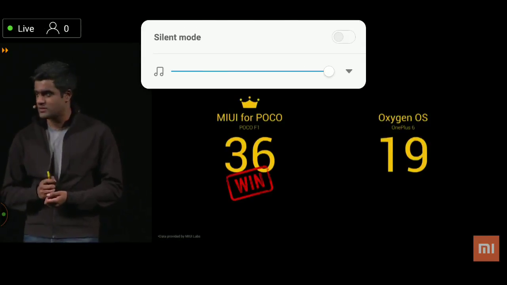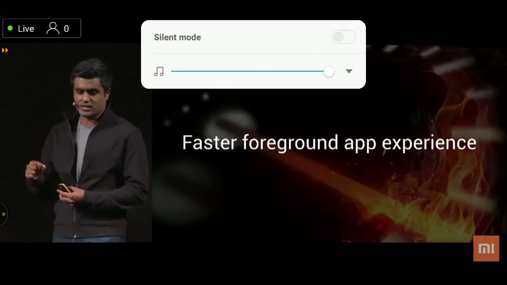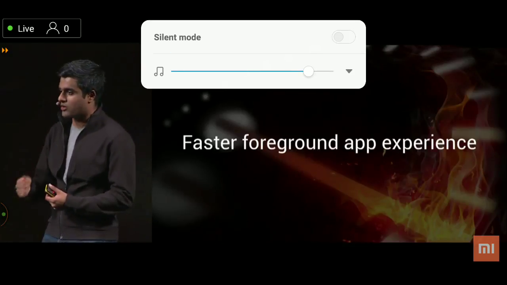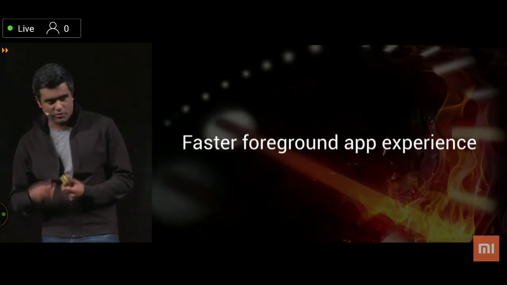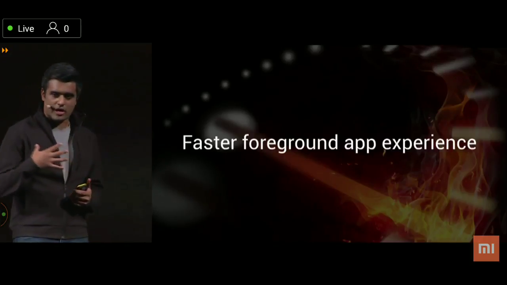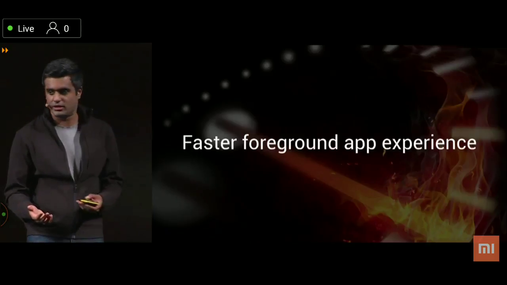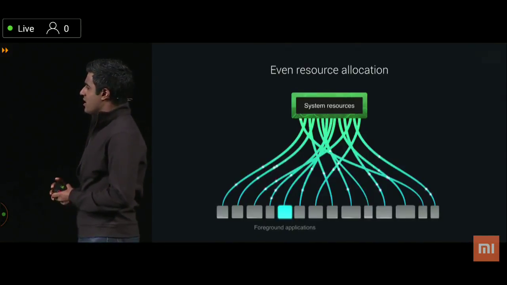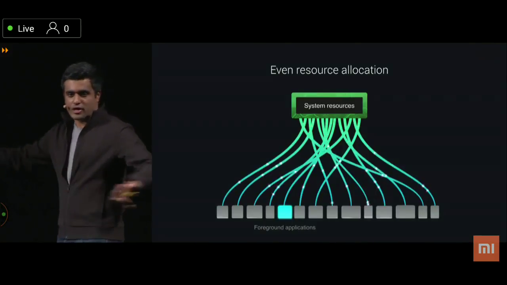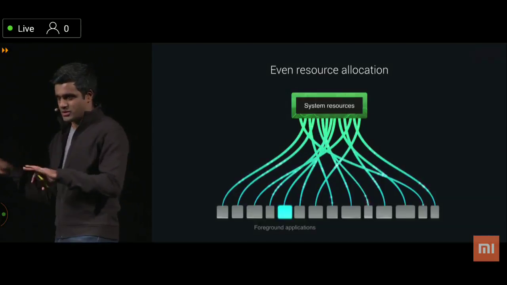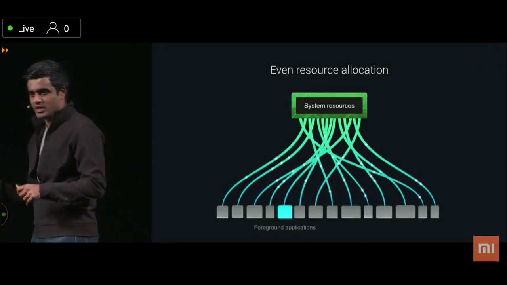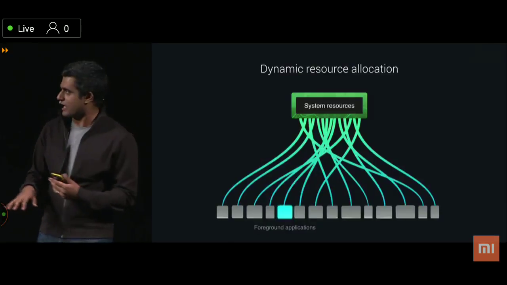Right, so that's app startups. The third thing is a faster foreground app experience. So basically what we do here is we try to prioritize resources to the foreground app, because that is what you're actually using. Typically on Android, there's a lot of processes running in the background and resources are kind of distributed evenly. So basically we use something called dynamic allocation.